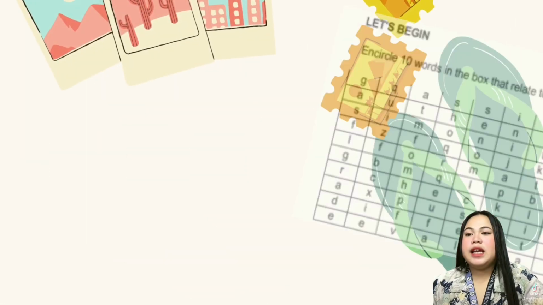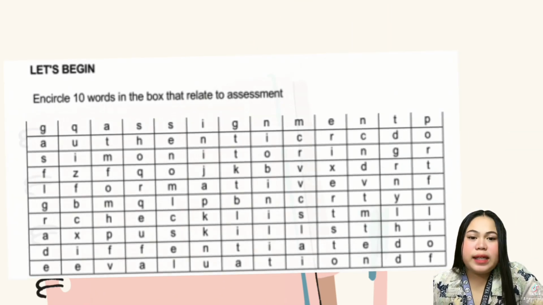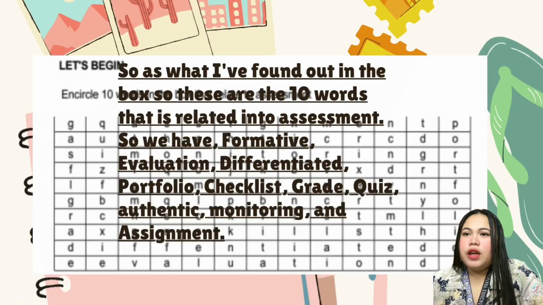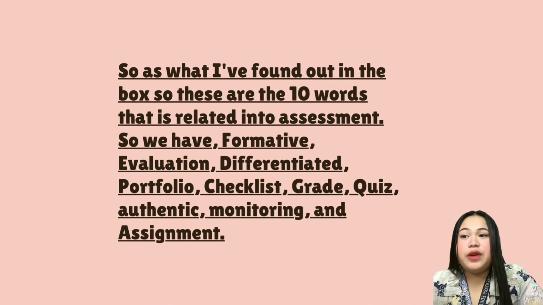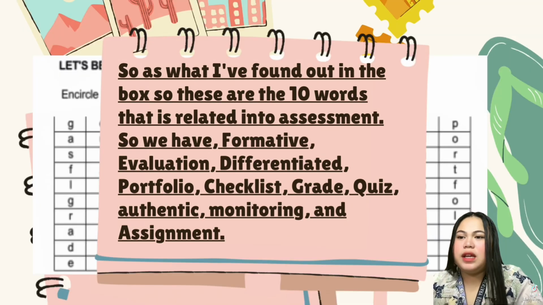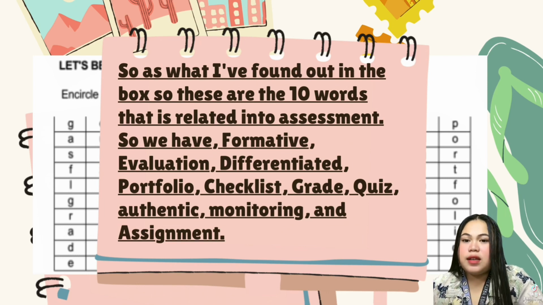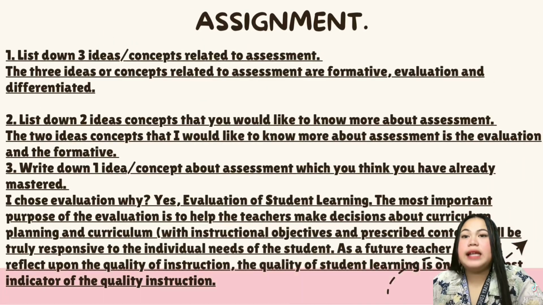So let's begin. Encircle 10 words in the box that relate to assessment. In my case, I didn't encircle them, I chose the answers. As I found out in the box, these are the 10 words related to assessment: formative, evaluation, differentiated, portfolio, checklist, grade, quiz, authentic, monitoring, and assessment. You can find these words in the box.